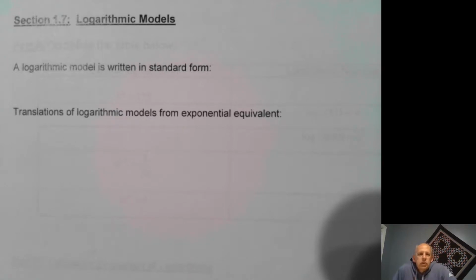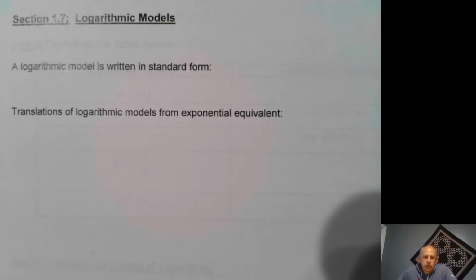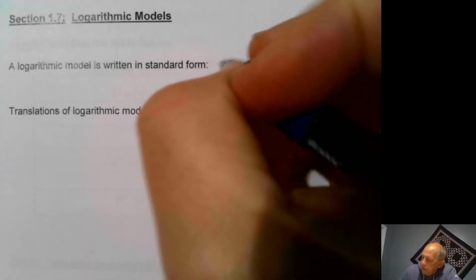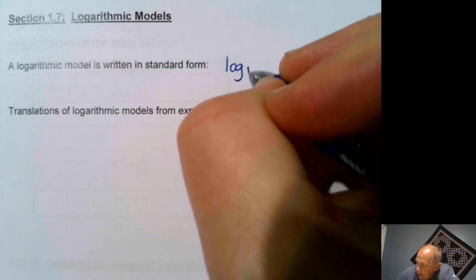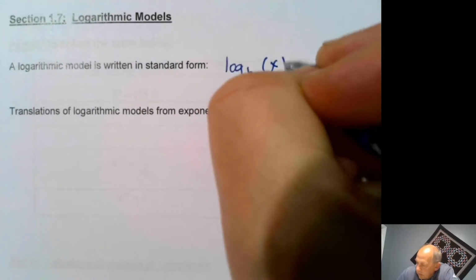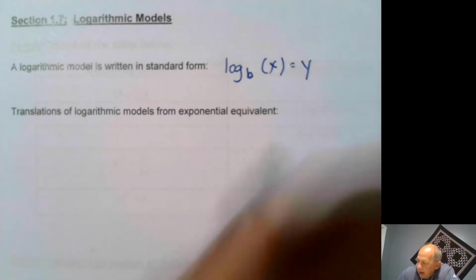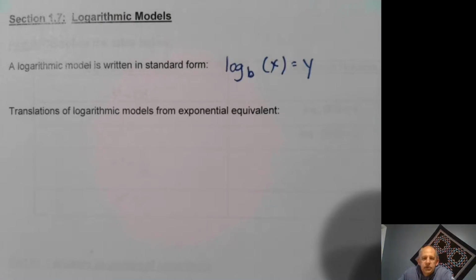So in this video, we're going to talk about logarithmic models. The last model we have, the logarithmic model, is written in standard form here. We have logarithm base b, some value x, y. That's the standard form of the logarithmic model.